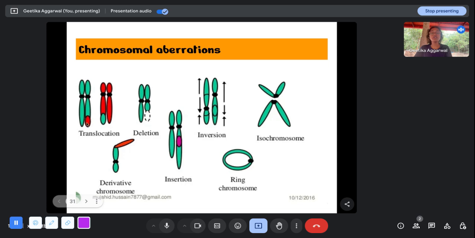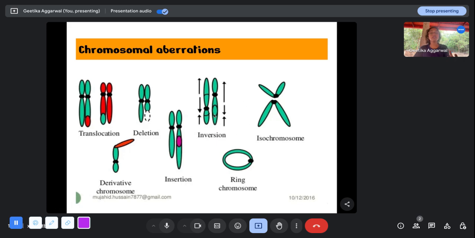So this chromosome might be chromosome number 20, and this might be chromosome number 21. There has been an exchange in the sequence from 20 to 21, so the gene which is supposed to be present on chromosome 21 is now on 20, and the gene which is supposed to be present on 20 is now on 21. That's translocation, exchange of genes between the two chromosomes, right? Deletion means this particular gene, or this section of the chromosome, has gotten deleted.